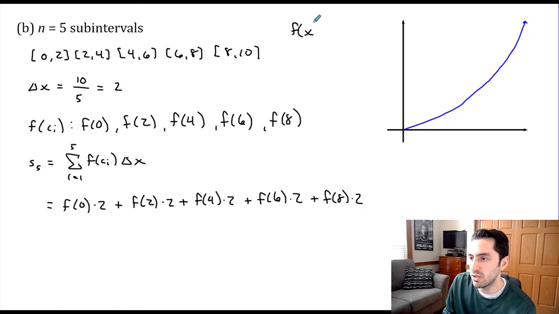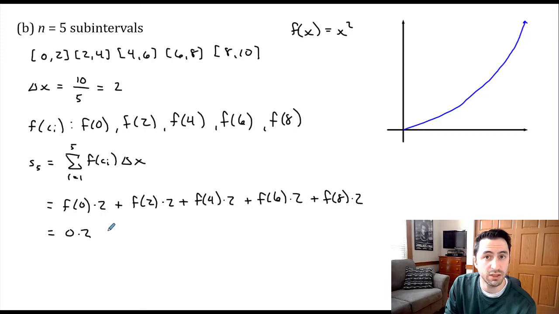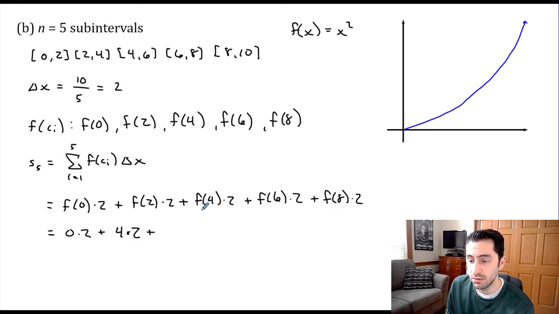Our function again was just x squared. So f of 0 is 0. Just like we saw in the last one with 2 subintervals, that very first rectangle doesn't have a height, so we don't have a rectangle there at all. Our second rectangle has a height of 2 squared, which is 4. The third has a height of 4 squared, which is 16. The fourth has a height of 6 squared, which is 36. Then our last one, 8 squared, is 64, and that's the height of the fifth rectangle.